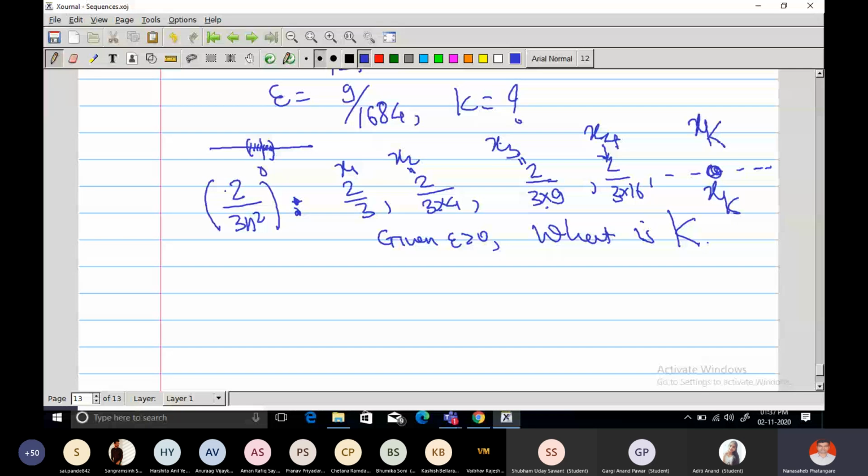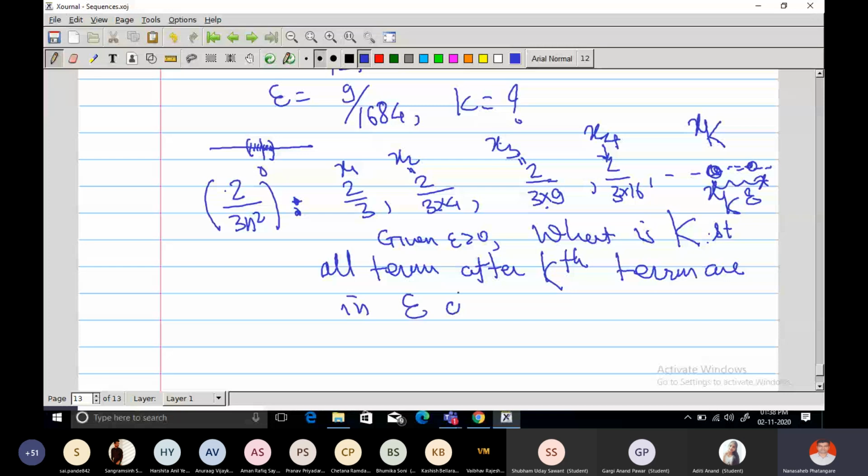And given epsilon, what is a k such that the distance between x and xn is less than epsilon? This is my distance. What is the k such that all terms after the kth term are in epsilon distance from x? When I say the limit is x, do you understand? So n is just a natural number. If you vary n, you will get all the terms. But given any distance from x, epsilon distance, what is the kth term? Suppose k is 100, then the 101st term and all remaining terms have their distance from x less than epsilon. What is that k? That is our question.